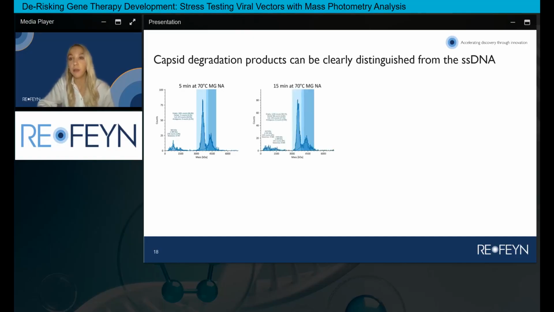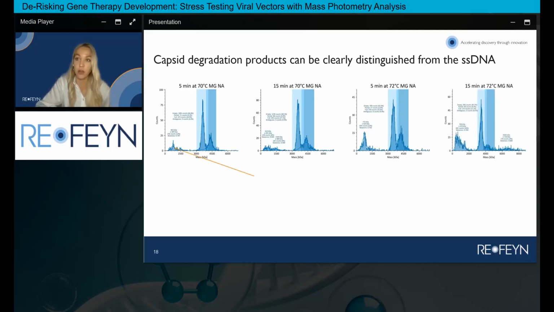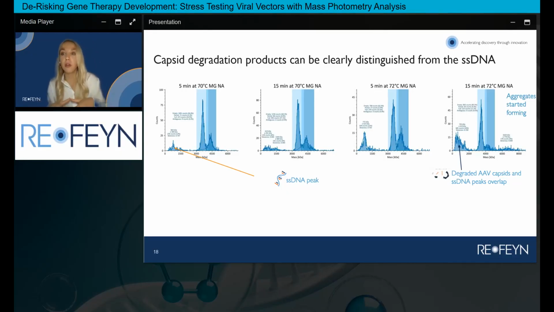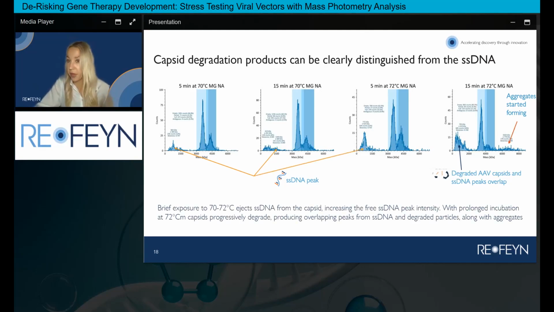But then what happens if we keep increasing the incubation time at these high temperatures? Now we do see, again, that peak that corresponds to single-stranded DNA, but we can also see the degraded AAV capsid and ssDNA peak overlap at one point where we exposed our AAVs to extreme temperatures for 15 minutes. And in this case, there are also some hypotheses that the leakage of nucleic acid is causing a formation of aggregates, and we can see some aggregates forming as well.